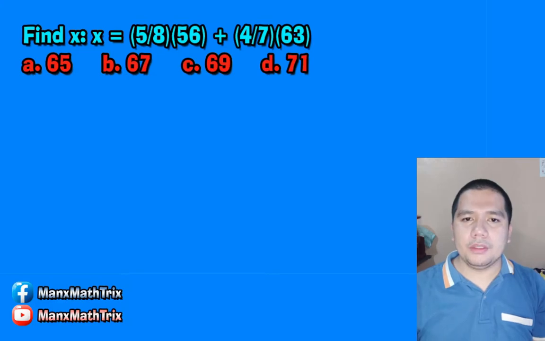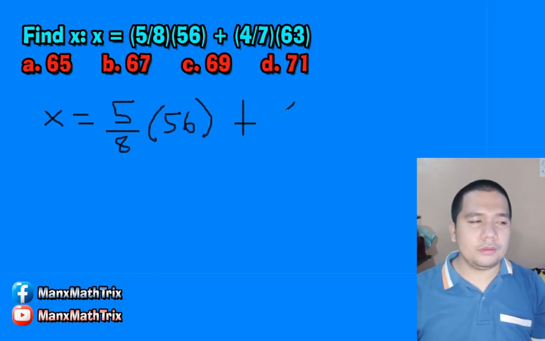Find x such that x is equal to 5 over 8 times 56 plus 4 over 7 times 63. Is it A, 65, B, 67, C, 69, or D, 71? So para hindi kayo maguluhan, let us rewrite this equation. X is equal to 5 over 8 times 56 plus 4 over 7 times 63.